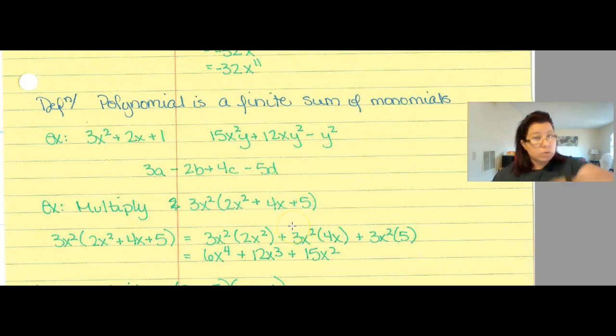And I'm going to use all those rules that I used before when I was dealing with a monomial times a monomial. I'm not going to rewrite the grouping of the numbers. I'm just going to do it mentally. 3 times 2 is 6. X squared times x squared is x to the 4th. 3 times 4 is 12. X squared times x is x cubed. I'm adding those exponents. 3 times 5 is 15, and x squared, nothing else to multiply it to, so it comes along for the ride.